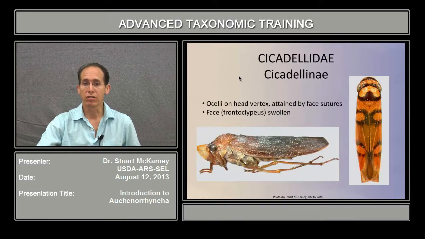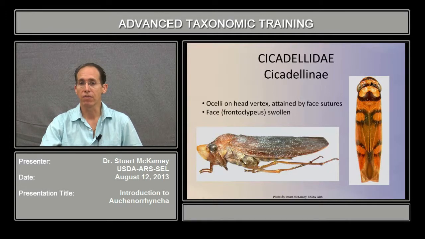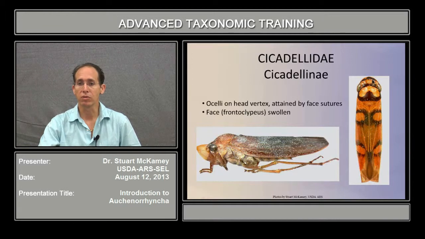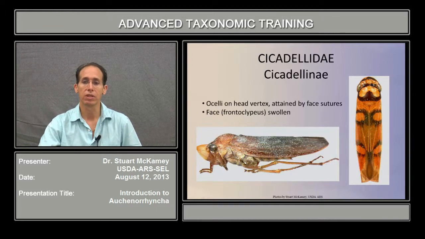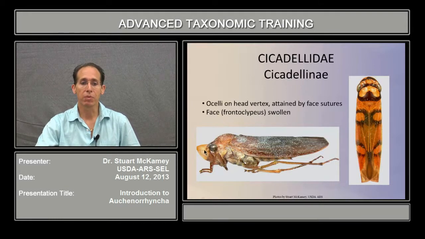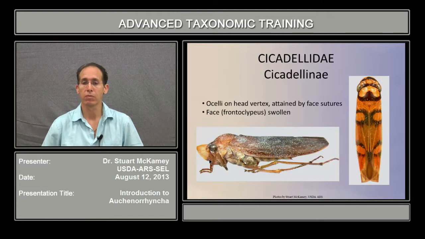In the sharpshooters, or Cicadellini, the ocelli are on top of the head, the vertex or crown it's sometimes called, and they are attained by sutures, which you can't really see in this picture, but under a scope you will be able to see them. And the frontoclypeus is swollen because these feed on xylem and include some very important vectors because they can carry bacteria.